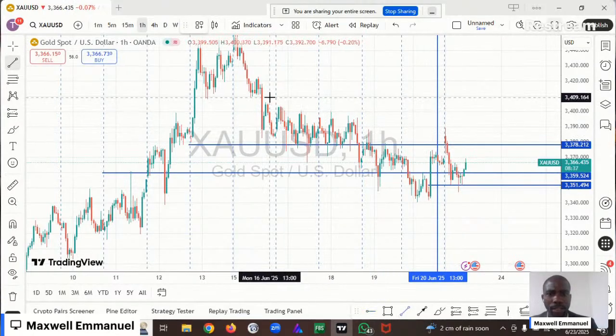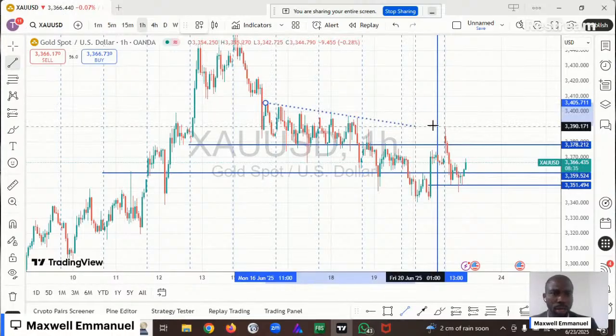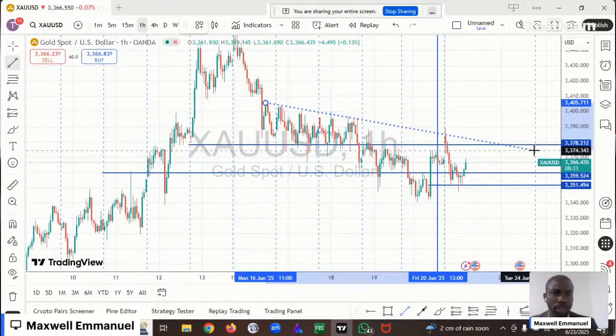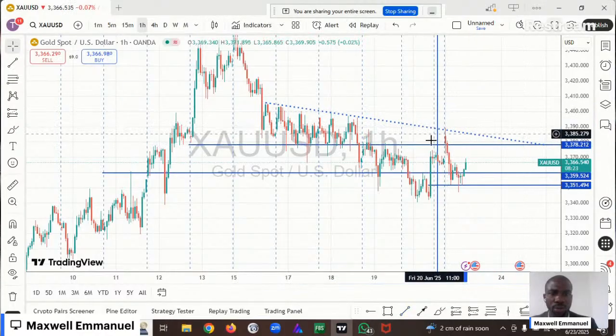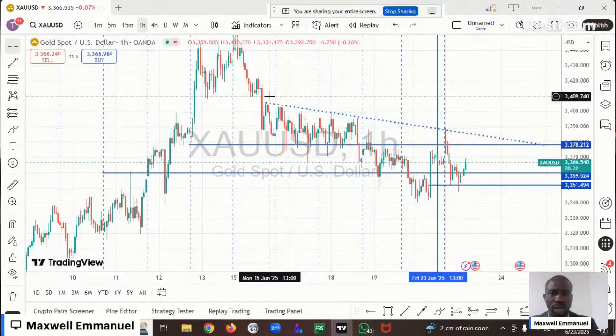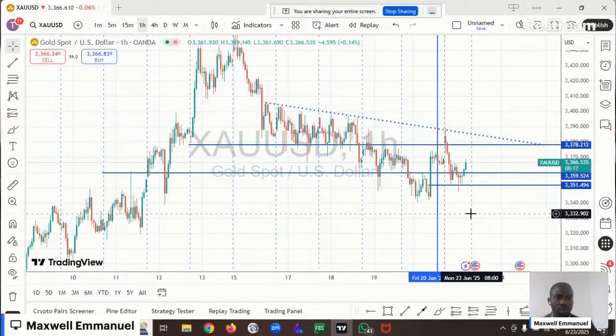All these highs, all these highs. I'm sure gold is going to come clear all these highs. Okay, that's my expectation on gold. That was my expectation last week, but it didn't play out. But this week, I think it's going to come clear the liquidity residing at these previous highs. Okay, so that's my expectation on gold this week.